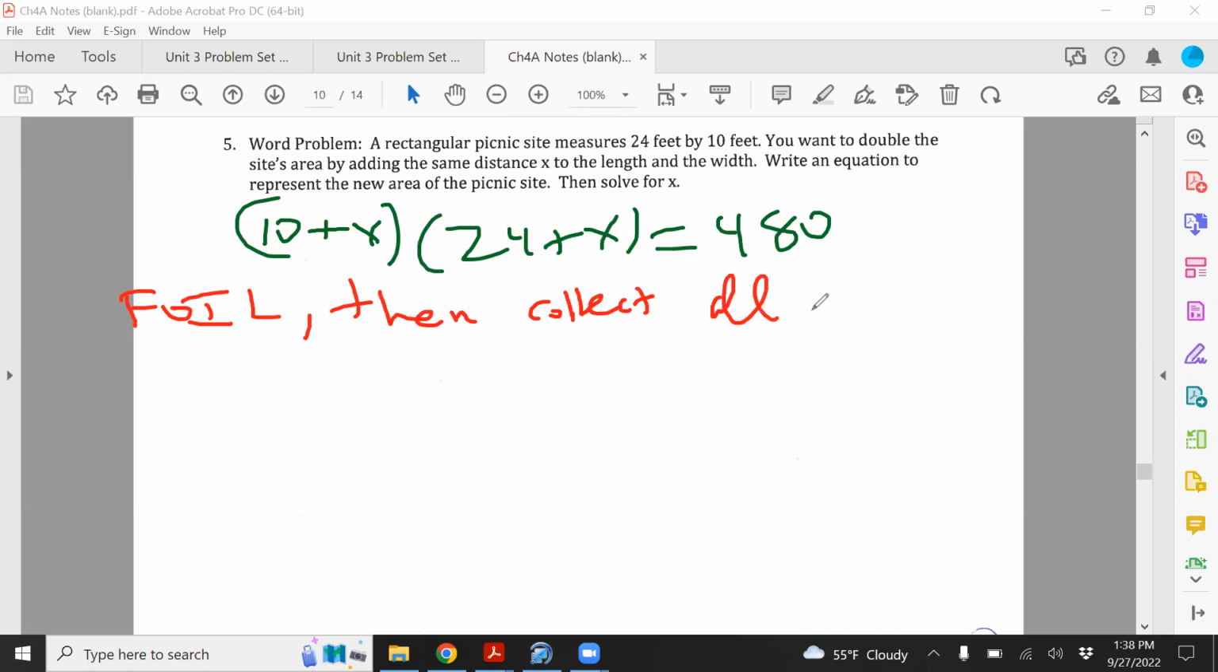Now, by the way, I will put this in the calculator portion of our assessment because I don't want you to have a calculation error. Then collect all terms on one side.